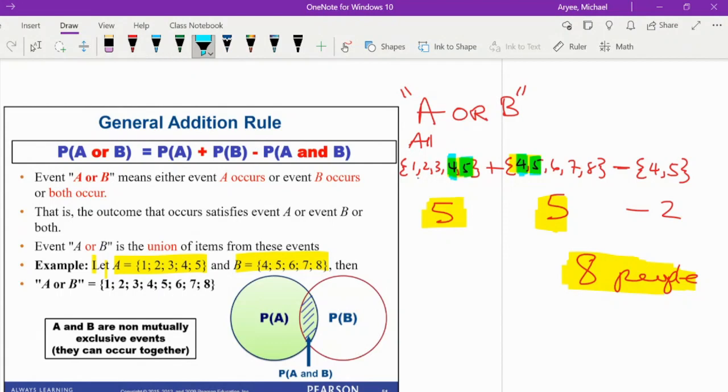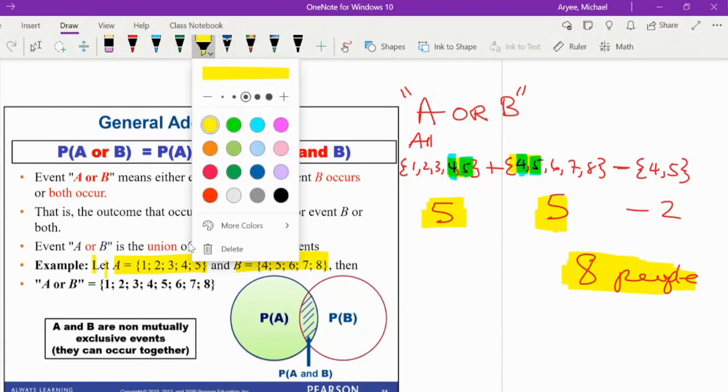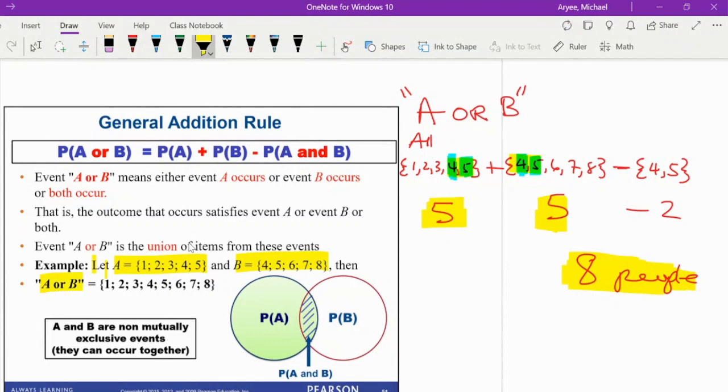Okay, so the key phrase is we're looking for A or B. And 4 and 5 is included. Wouldn't 4 and 5 be "and" instead of "or"? Okay, all right. So what we're trying to say is that when we say "or," you are putting the two groups together without repeating. Because we've accounted for 4 and 5 in group A, when you reach group B, you're going to cross them out because they've been counted already.